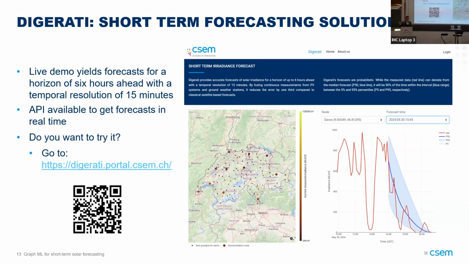You can go to any node and see the past irradiance measurements at this node, and these are the forecasts. You can compare what was forecasted, or you can see the future forecast. Or you can contact me if you want access. We also have an API available to get forecasts in real time. So if anybody's interested in trying it, just drop me a line.